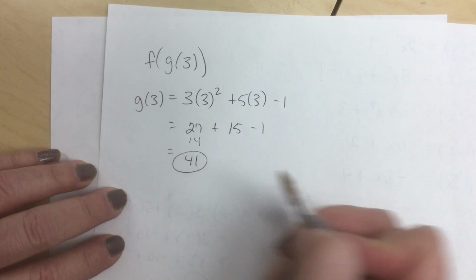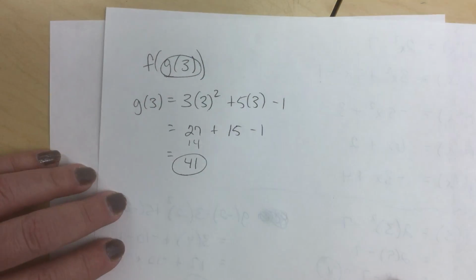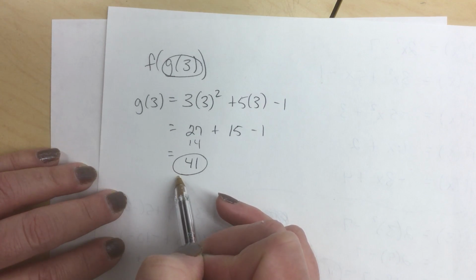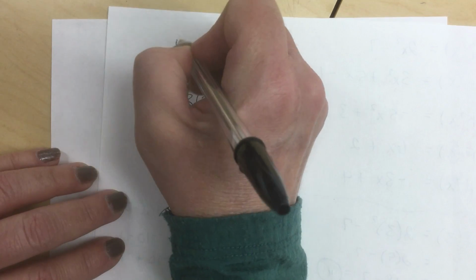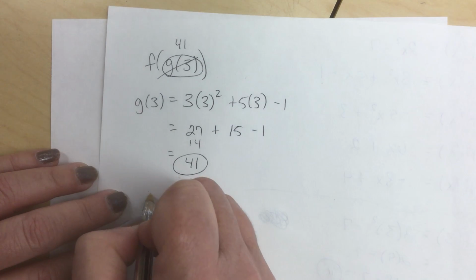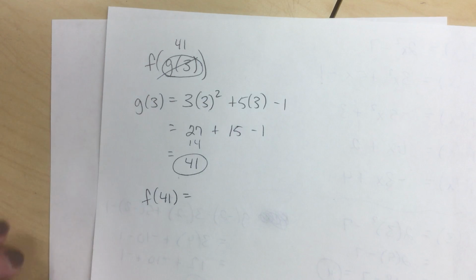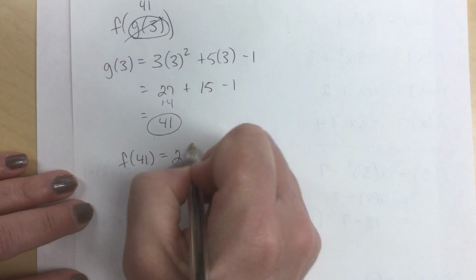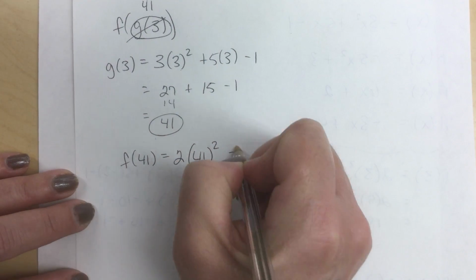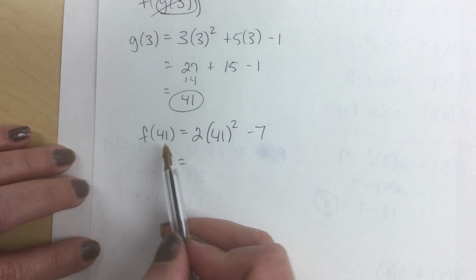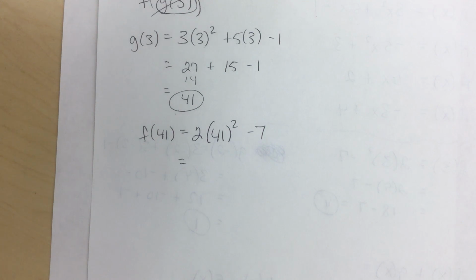Now that is what goes in here. We're trying to find f of g of 3. G of 3 we just found is 41, so we're going to change that to 41. So now we're going to find f of 41, and I hope there's not a squared. If there is, I'm going to get my calculator, okay? So f of x is 2x squared minus 7. There is 2x squared minus 7. So you replace the x with the number that you found when you did g of 3.